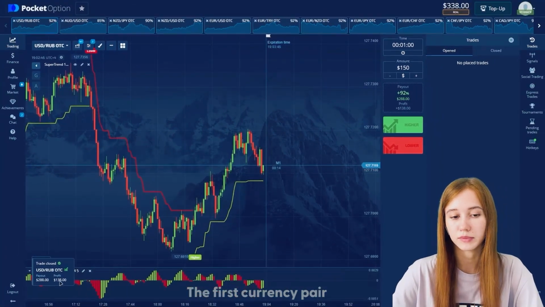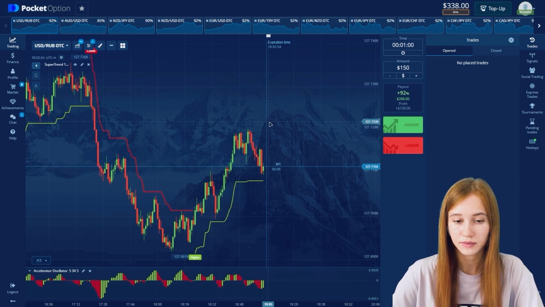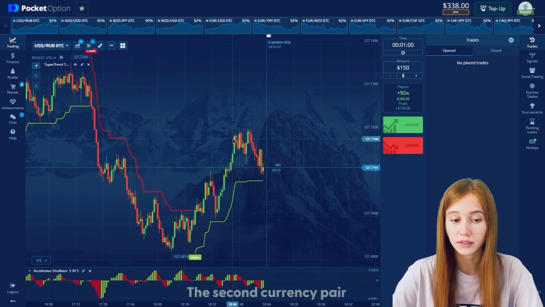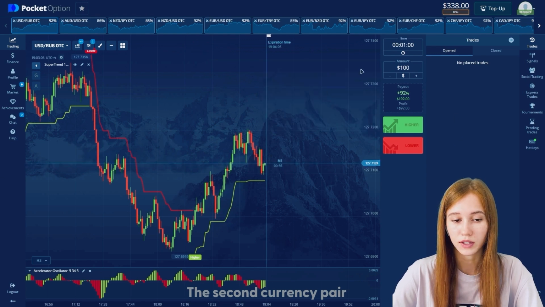Good, last deal, profit $138. So $338 on my balance. Let's reduce the amount of the deal to $100 for now, as the balance is not very large. Let's move on to the next currency pair.